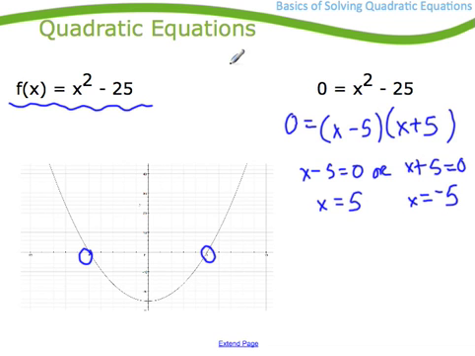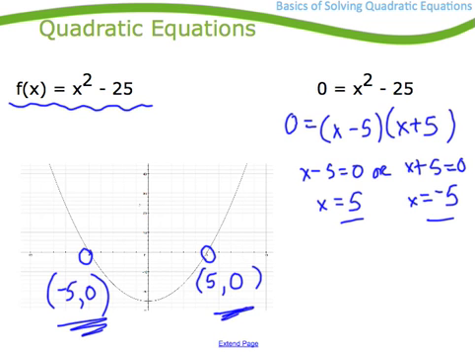Now, looking at the function, these numbers here also give me the values of x where the graph crosses the x-axis. So this point here, the x value would be 5, and over here the x value would be minus 5. Of course, when it's crossing the axis, the y value would be 0. So these are the x-intercepts for this function. These over here are the solutions to this quadratic equation.